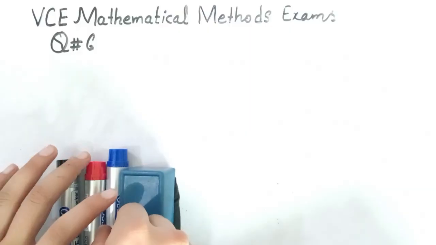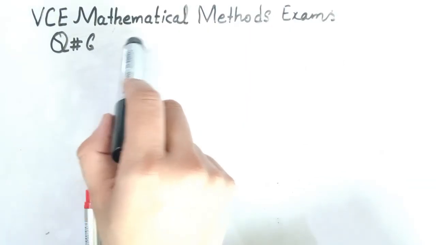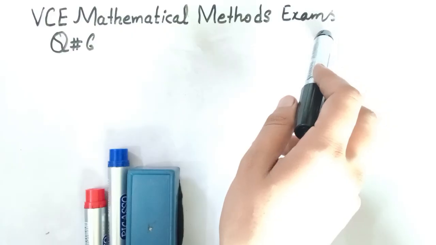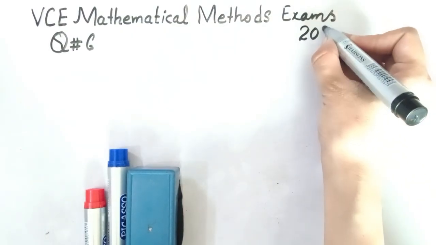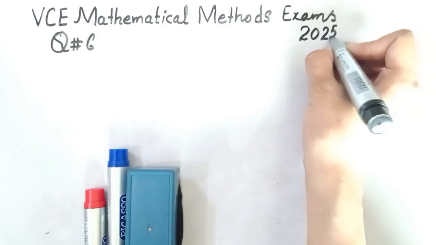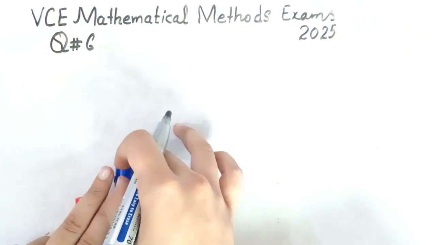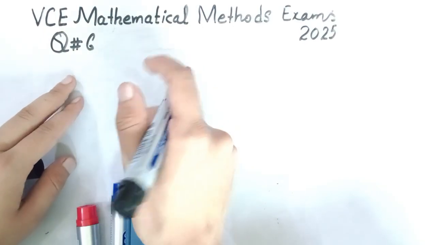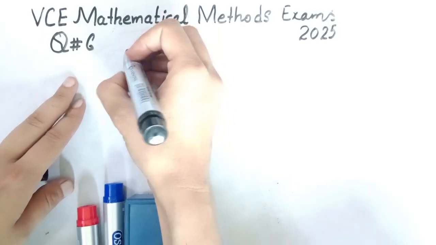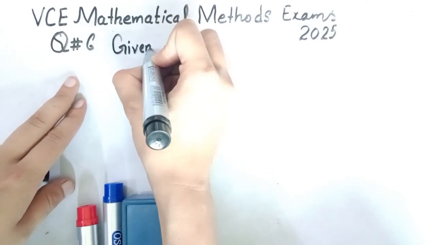In today's video, we will start solving the lecture series of VCE Mathematical Methods Exam 2025. In the previous video, we have done all the questions, question number 1 to 5. You can find them in the playlist on Math Solver 1117. In today's class, we will start from question number 6. So grab your notebook and try to solve by yourself and also check your solution.